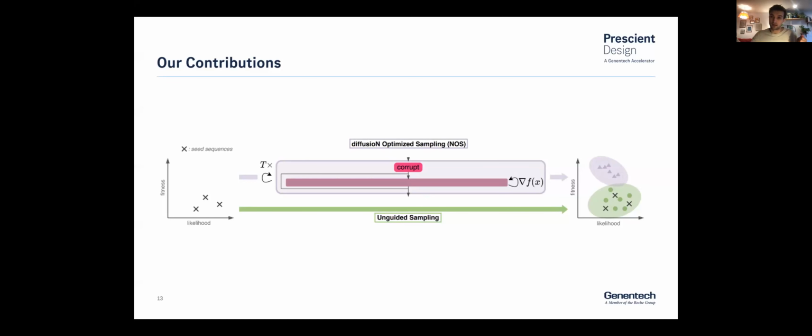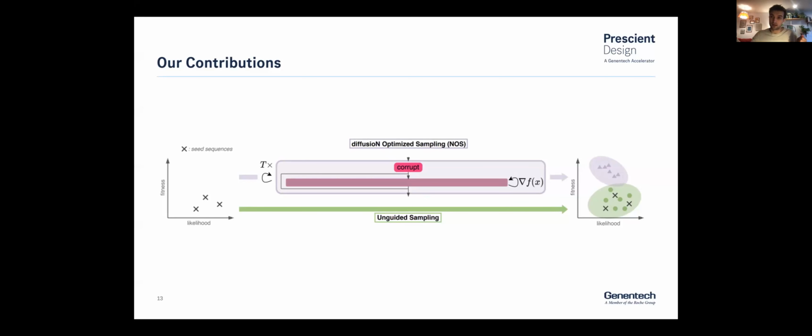So we have two core contributions. First, this gradient guidance method for sequence diffusion models called NOS. And second, we introduce this potential that we use for our guidance, which allows us to do multi-objective and uncertainty-aware optimization. I'm going to talk mostly about the first part, and then Sam is going to talk mostly about the second part and how we leverage that to do actual antibody lead optimization.